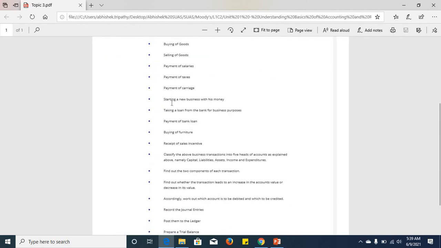It's very easy. I'll just do this for you. It is starting a new business with his money. So cash is coming in. Cash is an asset, so that will be debited, and it is brought by the proprietor himself. So capital account will be credited because capital is a source of fund. So capital account will be credited and cash will be debited.